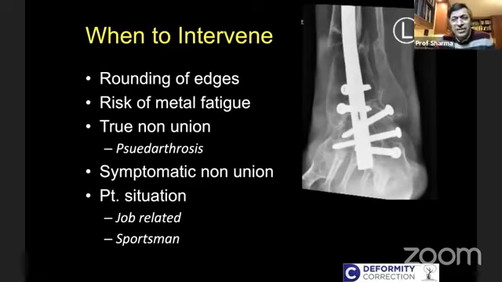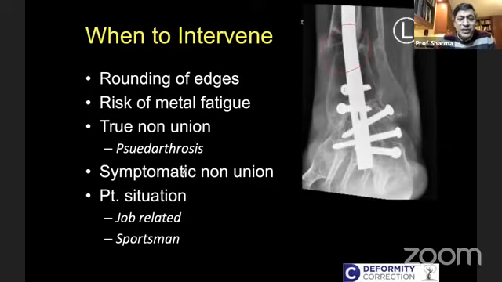So then the question comes in, when do you intervene? And there is no right answer here. If you look at it, you start looking at it when the edges become round. If you see rounding of the edges, do you think the metal might fail? Is it a pseudoarthrosis? This is probably one non-union where you think, I have to intervene. Then, are there any symptoms?